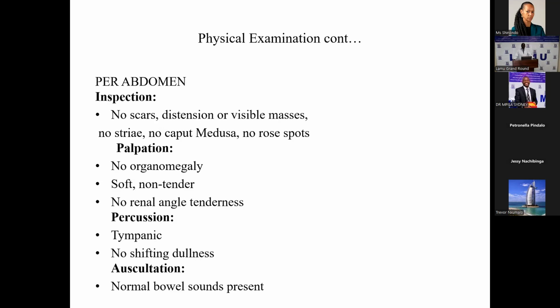Then systemic examination. We begin with the gastrointestinal system, the abdomen. On inspection, there were no scars, no distension or visible masses. There were no striae or caput medusa and no rose spots. On palpation, the abdomen was soft. There was no organomegaly, no renal angle tenderness, and then on percussion, it was tympanic, there was no shifting dullness, and then there were no bowel sounds.